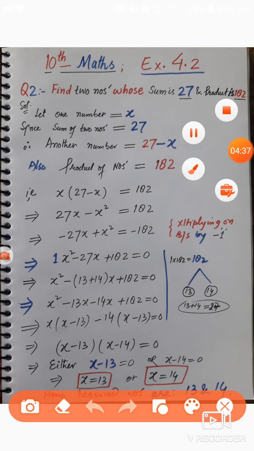Now when x minus 13 is equal to 0, it means that x is equal to 13 by transposing 13 to the right side. Similarly, x minus 14 is equal to 0, it will imply that x is equal to 14 by transposing 14 to the right hand side. So the required numbers are 13 and 14. Therefore we can write, 13 and 14 are the required numbers.